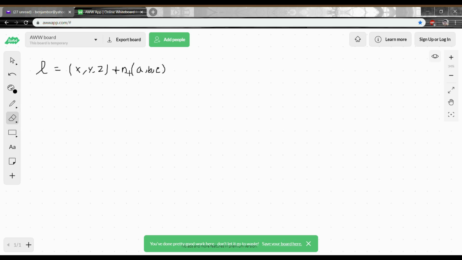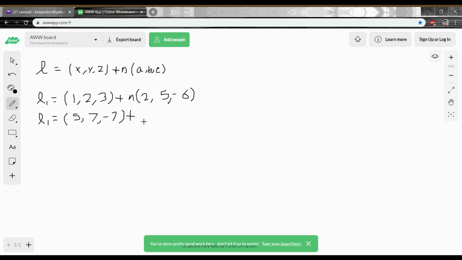This is the general form. We're going to have line number 1 with the equation 1, 2, 3 plus n times direction vector 2, 5, negative 6. We're going to have a second line where the point is going to be 5, 7, negative 7, and it's going to have r multiplied by 1, 5, and negative 4. Now, we can tell these direction vectors are different. There is nothing we can multiply these two direction vectors by to make them equivalent. Therefore, they must either intersect or be skewed.